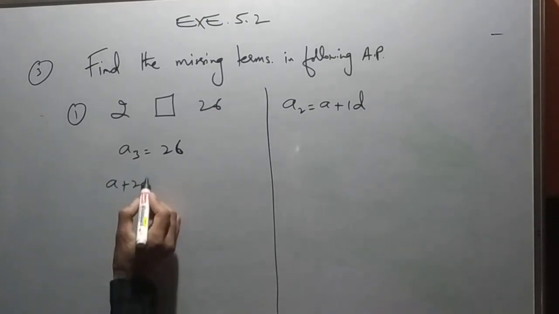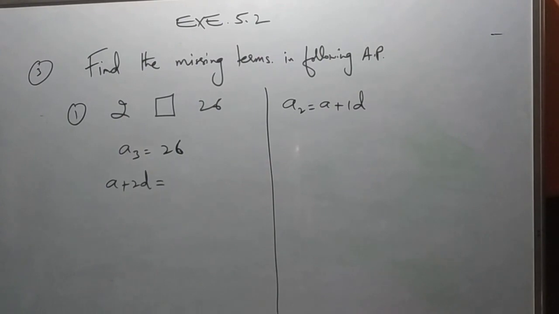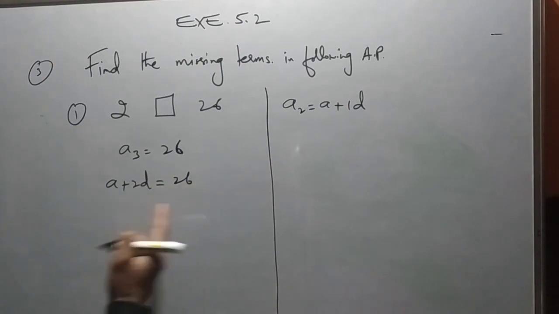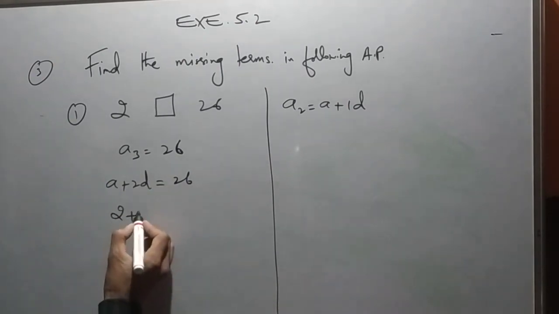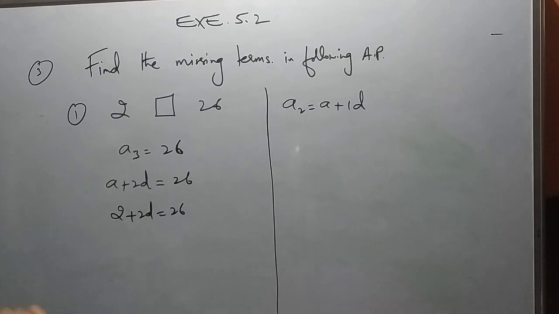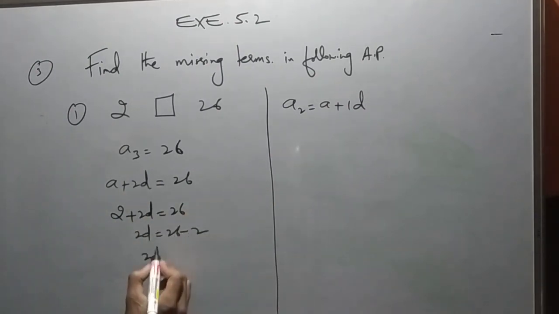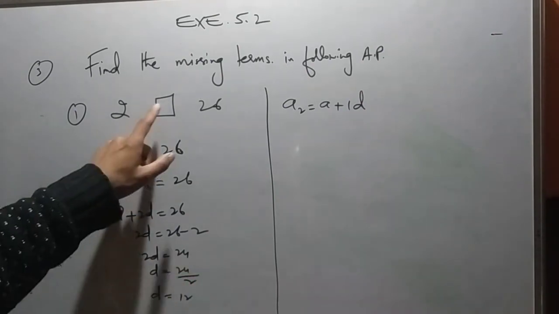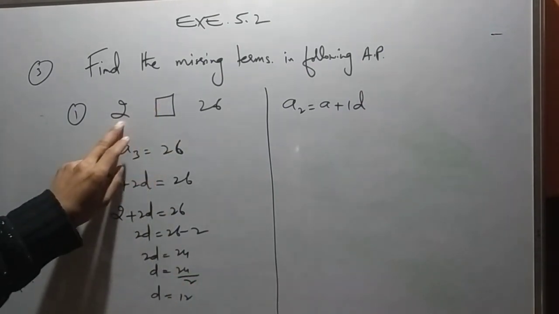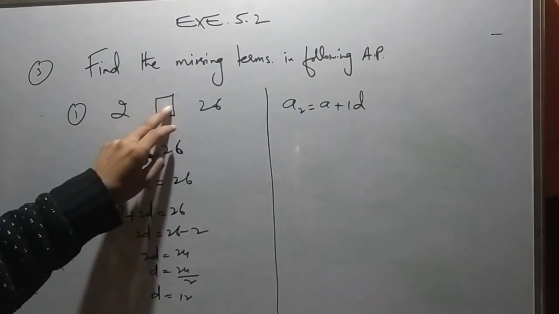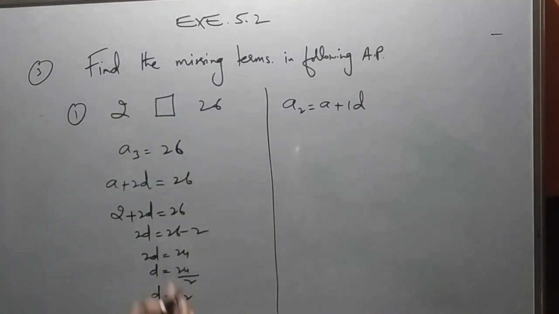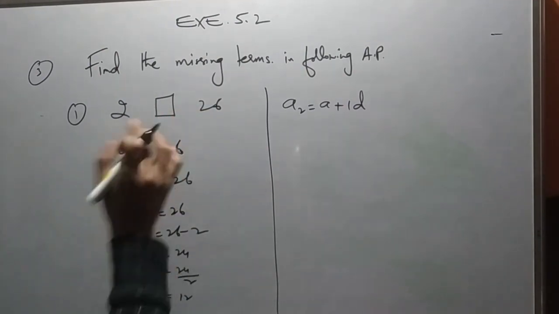So a3 is equal to a plus 2d, equals 26. a is 2, so 2 plus 2d equals 26. 2d becomes 26 minus 2, which is 24, so d becomes 24 divided by 2, which is 12. So d is 12.